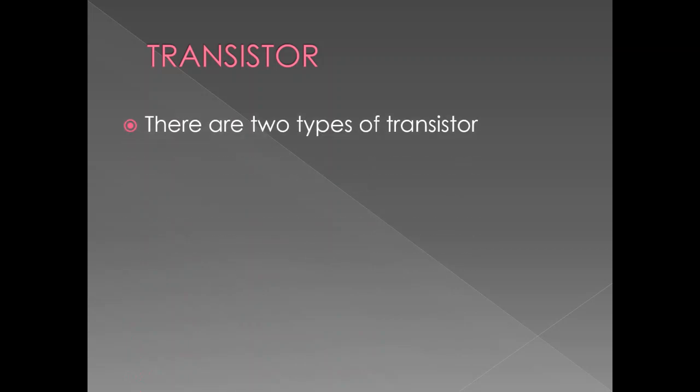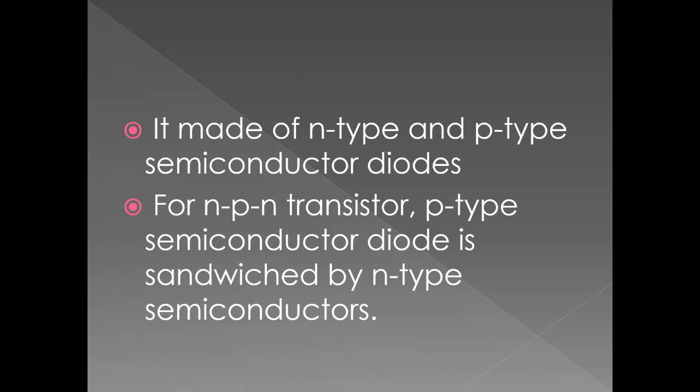So there are two types of transistor. One of them is the NPN transistor. The other one is the PNP transistor. And as I said just now, the N-type and P-type, I assume you already know previously. To refresh your memory, N-type and P-type is actually made of the semiconductor diode.